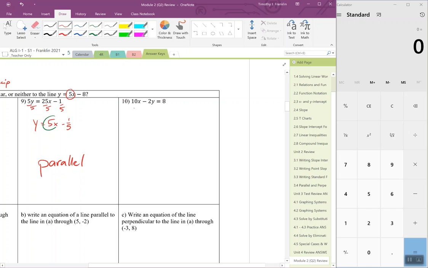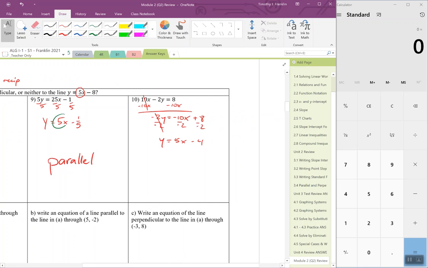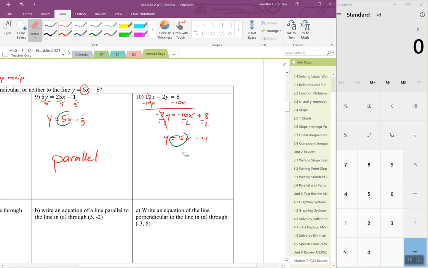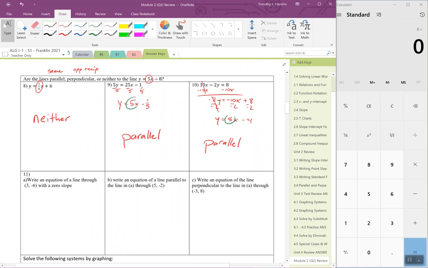And here we have to solve for y again. So minus 10x, negative 2y equals negative 10x plus 8. Divide by negative 2. And y equals 5x minus 4. And again, you want to compare the slopes. The slope here is 5. And 5 and 5, those are the same, so these are parallel lines because they have the same slope. No perpendicular there, just parallel or neither.